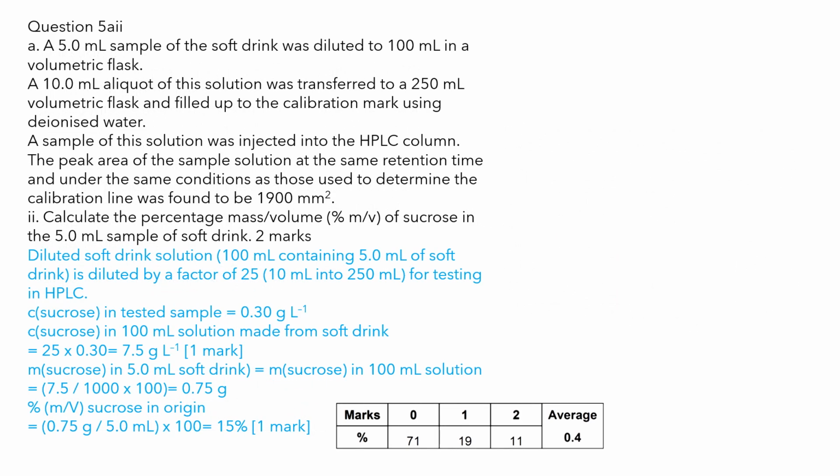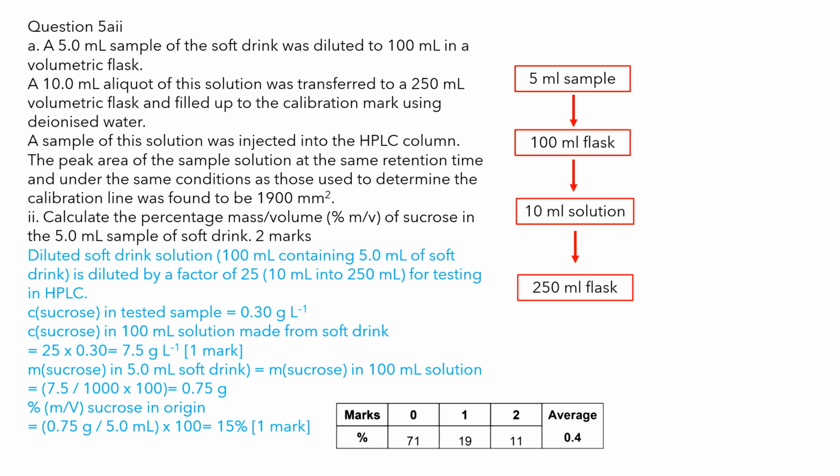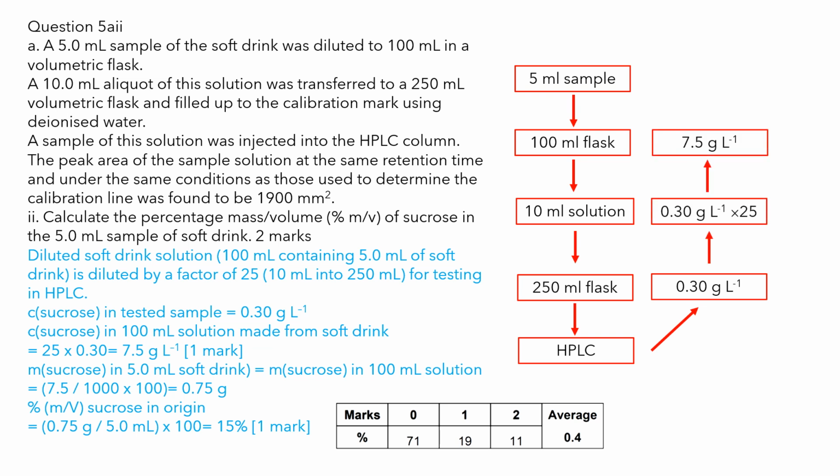The original sample is not directly measured. Before running in HPLC, this sample is diluted from 5 to 100, then from 10 to 250. The 100 milliliters volumetric flask sample is diluted 25 times before HPLC. Its concentration is 25 times HPLC. This concentration is the grams per liter in a 100 milliliters volumetric flask.